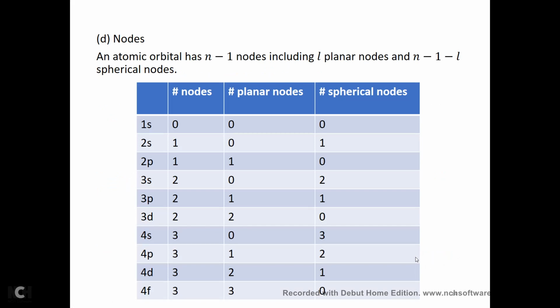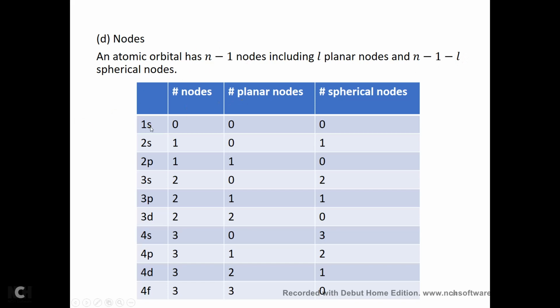Now let's look at the shapes of the atomic orbitals. First, let's look at the nodes. An atomic orbital always has n-1 nodes. Among these n-1 nodes, there are L planar nodes and n-1 minus L spherical nodes. So this L plus this n-1 minus L, you get the total number of nodes.